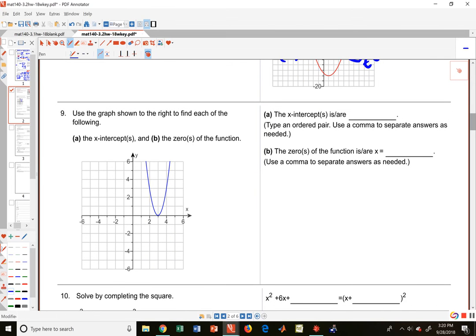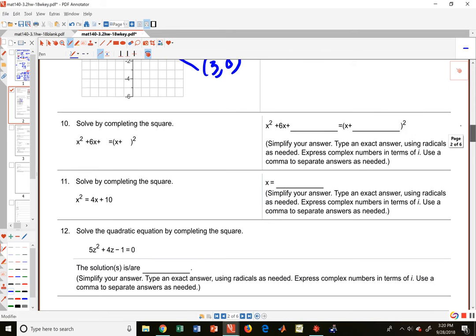Let's do another one here. So here's a graph. It only hits the axis once, not twice this time. And that point is 3, comma 0. So the x-intercept is 3, comma 0. It's an ordered pair. And then the actual zeros of the function are just the x values. And so we say x equals 3.